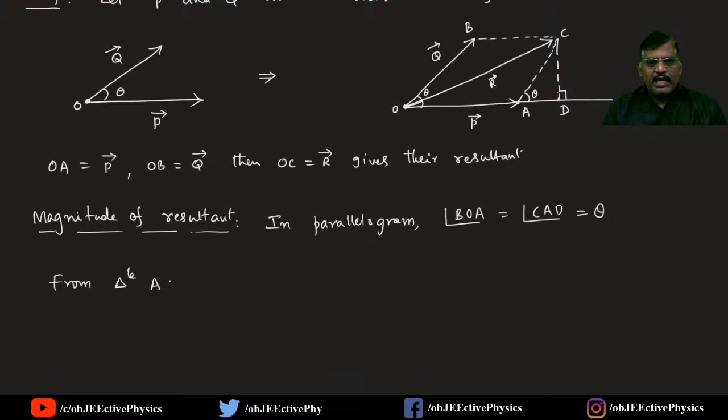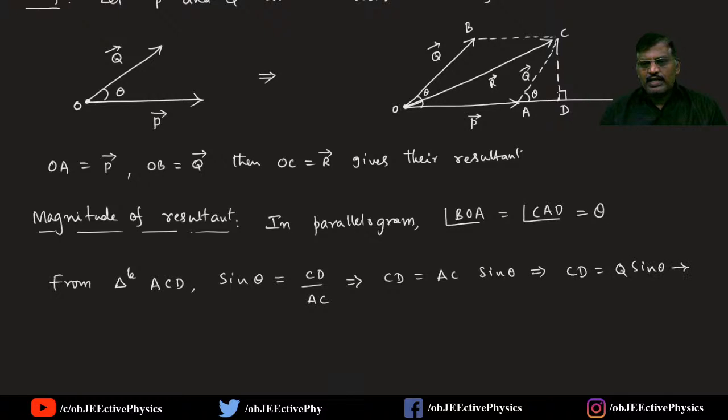from triangle ACD. First of all, we can write sin theta. Sin theta is equal to opposite side by hypotenuse. Here the hypotenuse AC is also equal to the magnitude of Q bar. So sin theta is equal to CD divided by AC, in magnitudes. So that implies CD is equal to AC sin theta. AC is nothing but the magnitude of Q bar, so CD is equal to Q sin theta. Let us call it equation number 1.